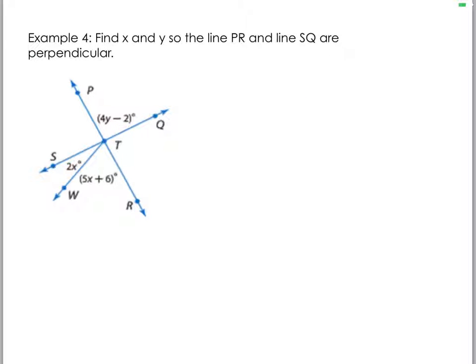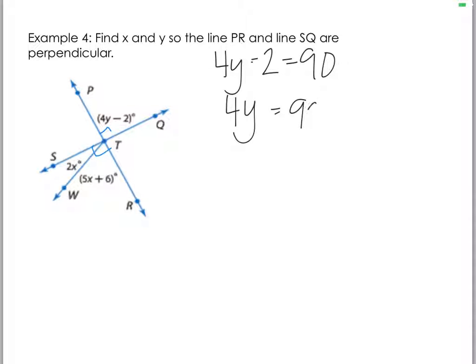Example 4, find x and y so that the line PR and line SQ are perpendicular. So that means that's 90 and that's 90. So y is easy to solve right away. I can say 4y minus 2 equals 90. Means 4y equals 92. So y equals 23 degrees.